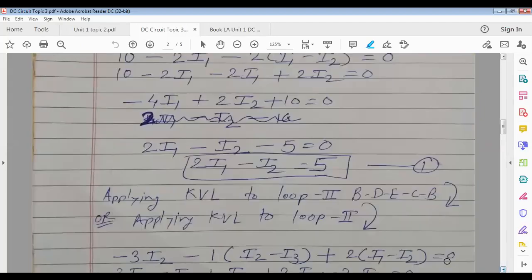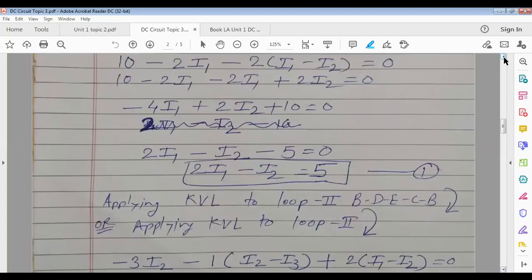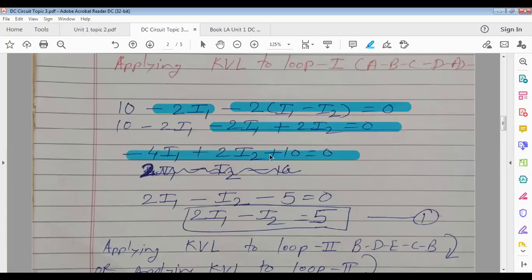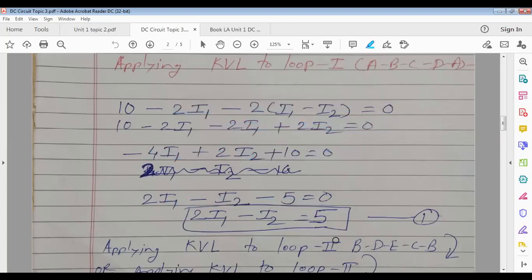So see, first equation, you will get this one: plus 10 minus 2 times I1 minus this is equal to 0. Simplify this. You all know this simplification, you did it in 12th. Divide by 2 and you will get 2 times I1 minus I2 is equal to 5. This is the first KVL equation. Got up to this, everyone? You have to solve it in your notebook.